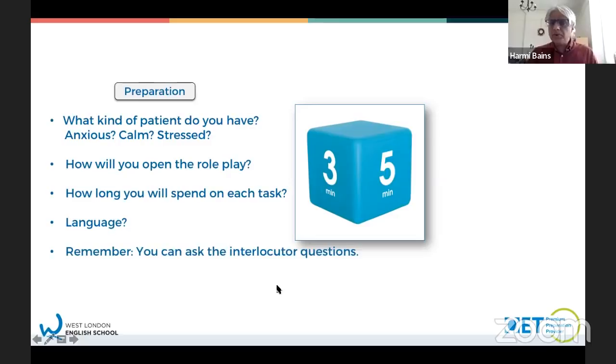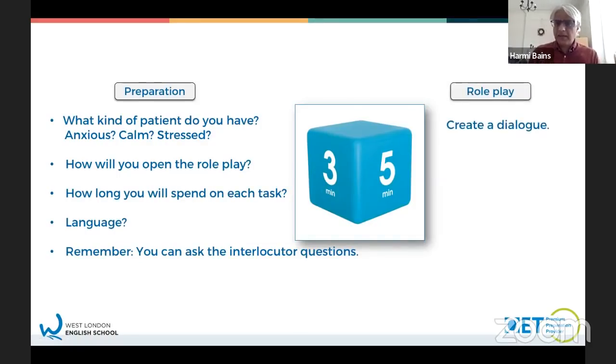And also importantly, you can ask the interlocutor any questions you like during those 3 minutes. If you don't know the meaning of a word, if you don't know the pronunciation of a word, you can ask the interlocutor. Once the role play starts, you can't ask questions. So put those 3 minutes to good use. Remember, you can highlight things on your cards, you can make notes, you can underline things. And then after that, you've got your role play.